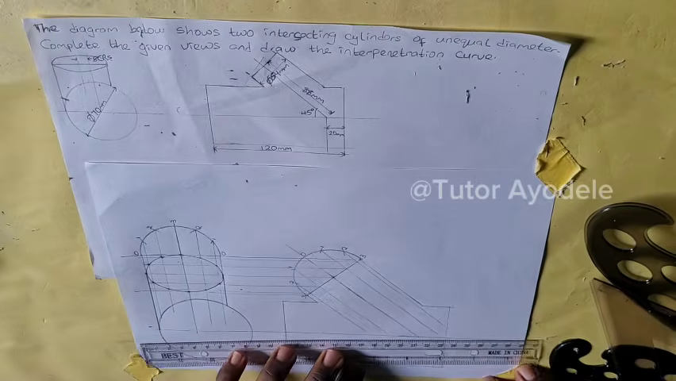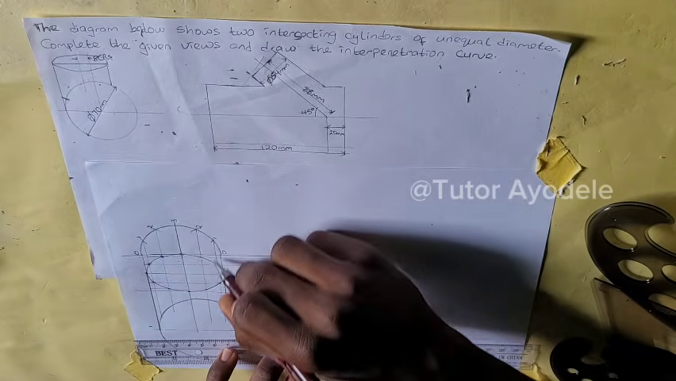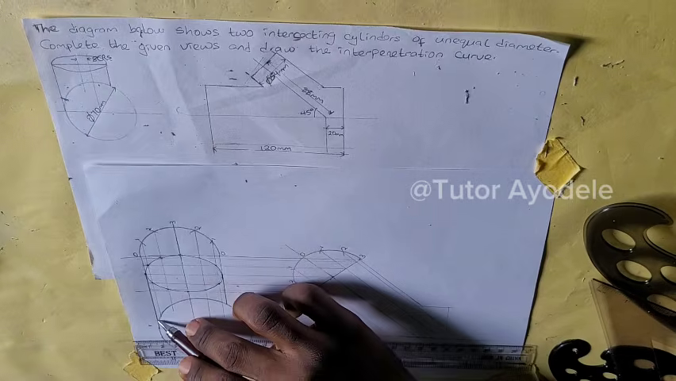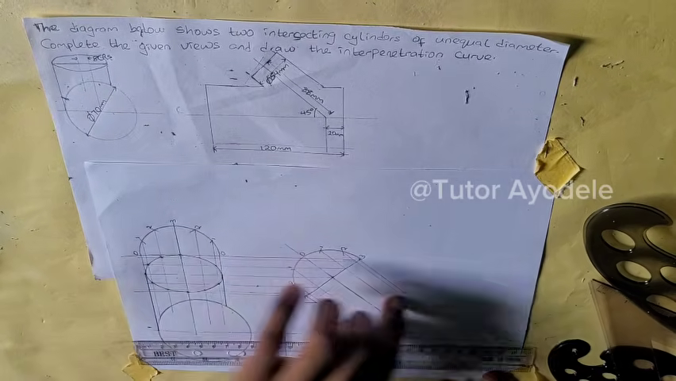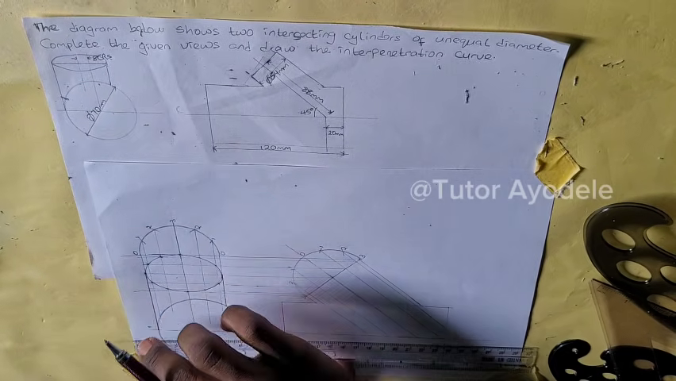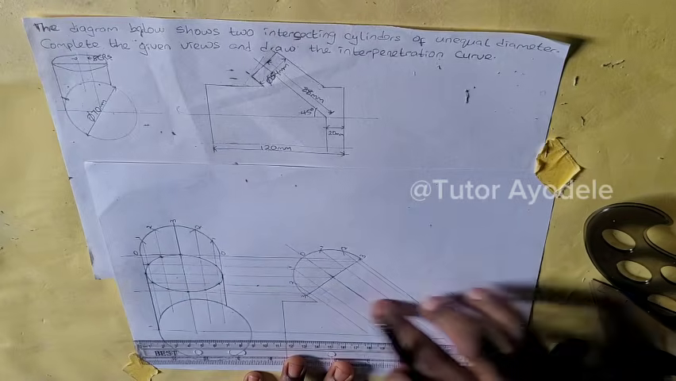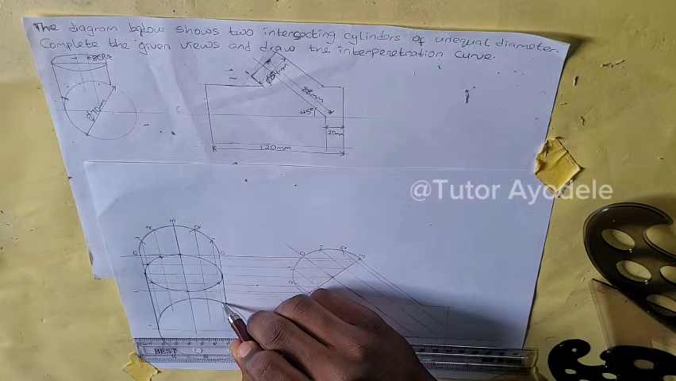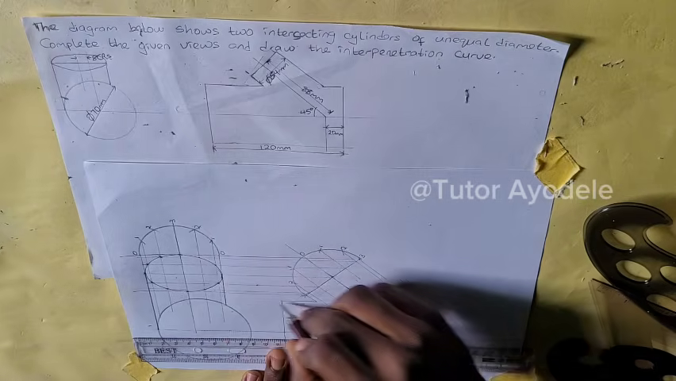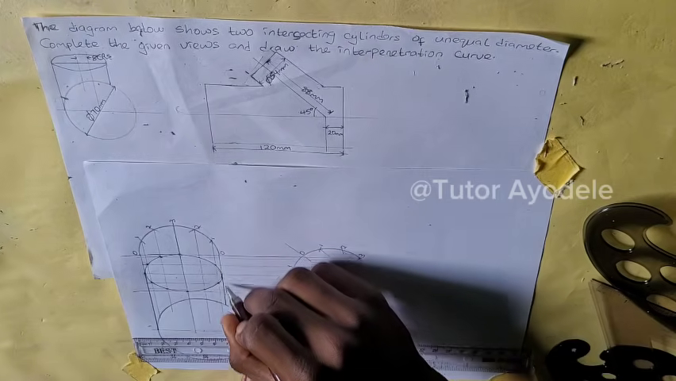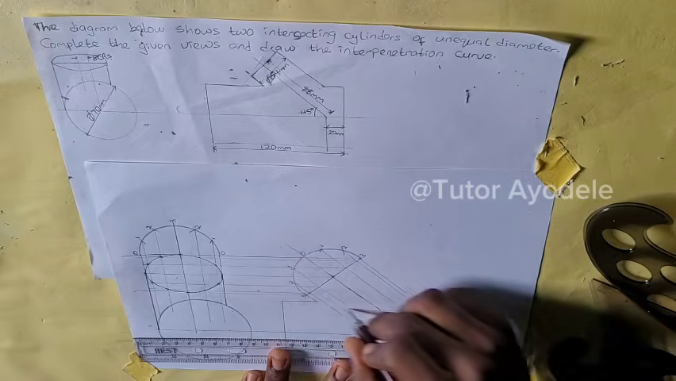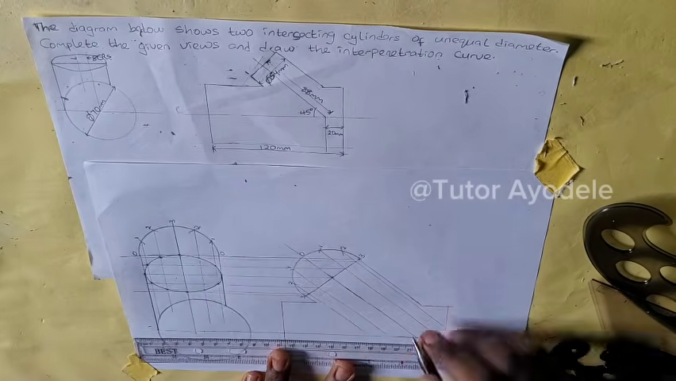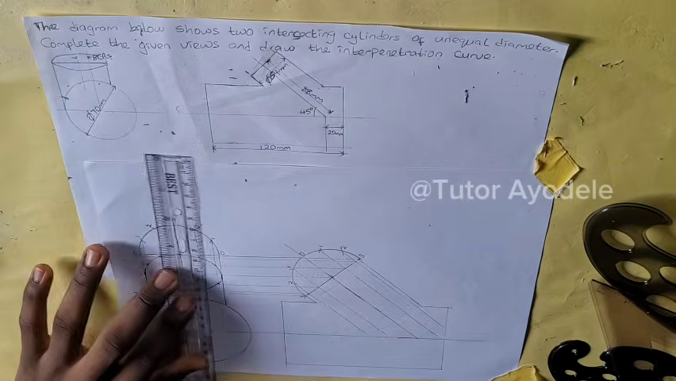To draw the interpenetration curve, remember these lines we drew here before. Wherever they meet the arc of this circle, we're going to draw straight lines from those points into this rectangle. So this number 1 here, it touched the circle at this point. I'm going to draw a line inside here. 0 touches the circle at this point. I'm going to draw a line inside here. Number 2 touches the circle at this point. I'm going to draw the line inside here. So let's do that.